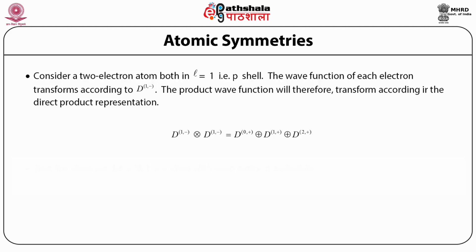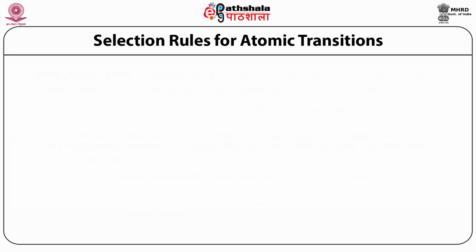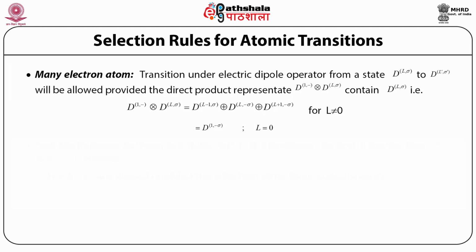The direct product gives three representations, all of the same parity, which is positive, because both electrons have negative parity and the product has positive parity. Therefore the direct product of the two electrons in the p shell has a representation as a sum of representations corresponding to L equal to 0, 1 and 2, all with even parity plus. Thus the atom can be in the state L equal to 0, 1 or 2 with even parity in each state.